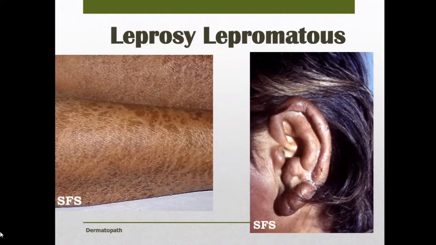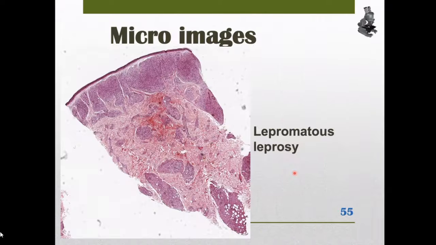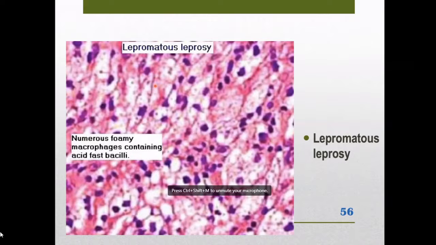And here you see that it has started to destroy the ear of this person. So here we have many granulomas, inside and here. So again, we have many foamy macrophages containing acid-fast bacilli. So acid-fast bacilli can be those of tuberculosis or those of leprosy.